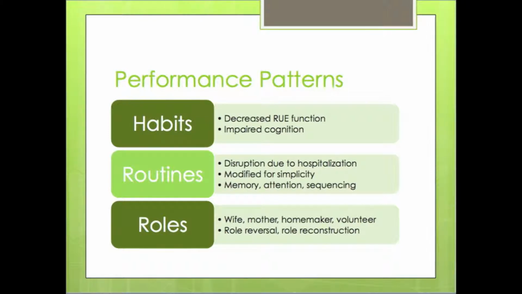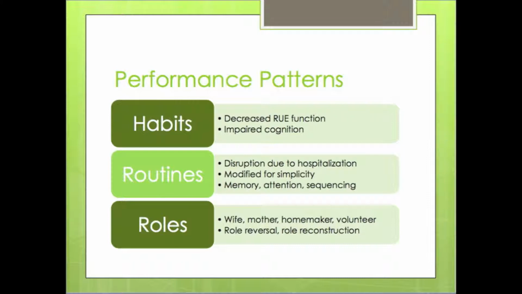occupational performance. Her normative routines cannot be followed in the same way as they were prior to her TBI due to her hospitalization. Many of her routines have to be modified so they are simpler and so that she can follow them because she is experiencing difficulties with memory, sequencing of tasks and activities, and attention.